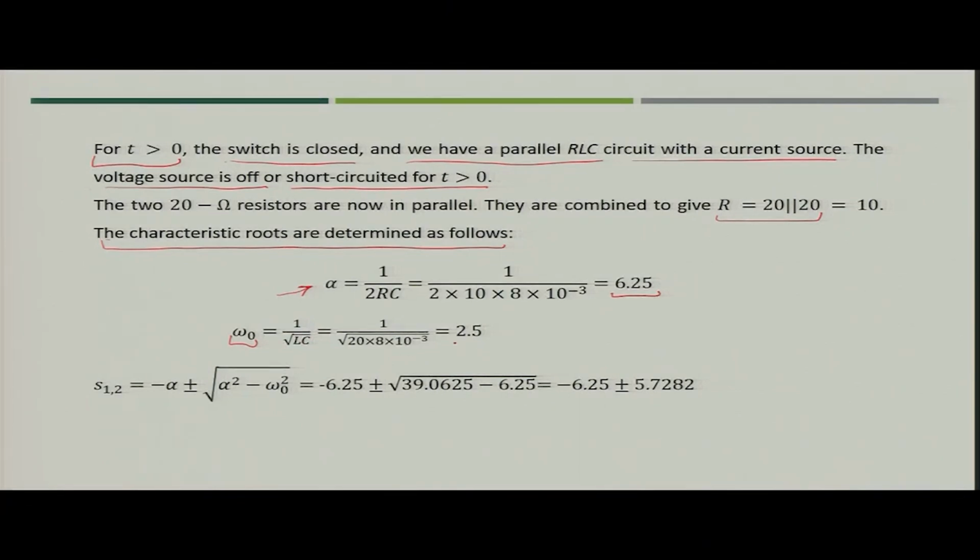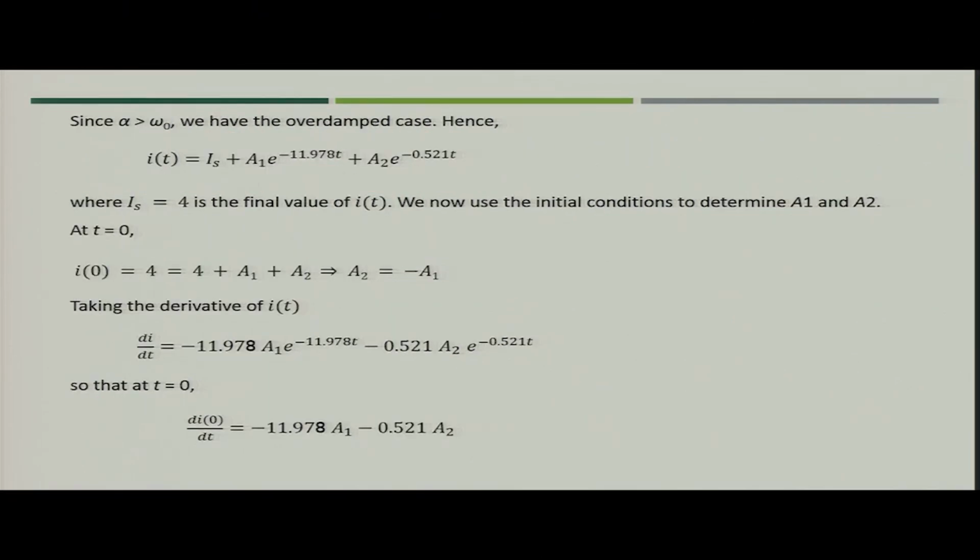If you put in the values, you get omega naught as 2.5. Here you will see that alpha is greater than omega naught. That means this is a case of an overdamped circuit. The value of the roots, sigma 1, 2, is nothing but minus alpha plus or minus root of alpha square minus omega naught square, and we get two characteristic roots.